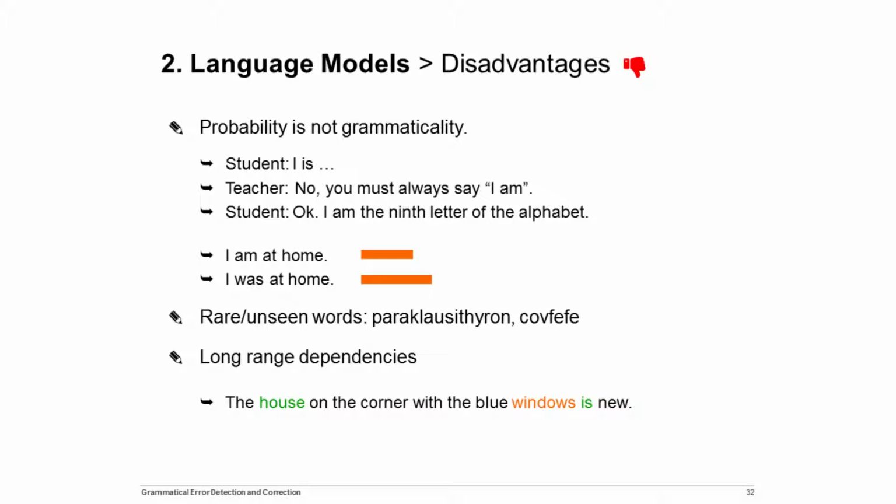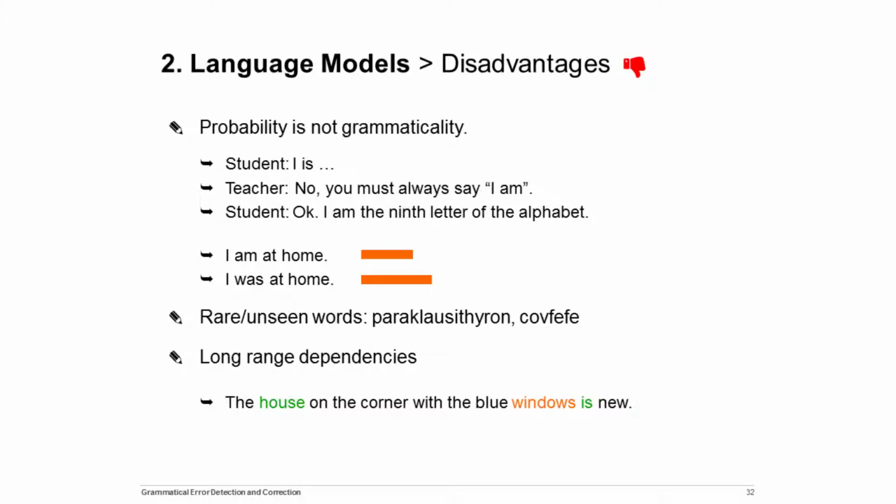Another problem with this is, here I've got the scores for "I am at home" versus "I was at home". And it turns out, based on the data we've used, "I was at home" is more probable than "I am at home", which means potentially your system is always going to make it past tense, even if you genuinely wanted to say you're presently at home in the present tense. So there are issues there.